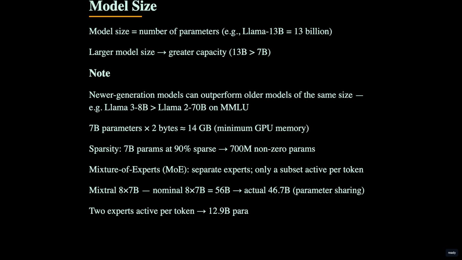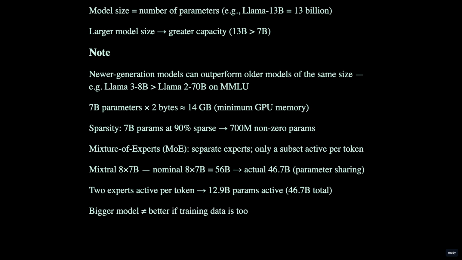At each layer, and for every token, the router activates only 2 experts, so roughly 12.9 billion parameters actually participate in that token's computation. The model still contains 46.7 billion parameters in total, but because the inactive experts aren't used, inference cost and speed match a 12.9B dense model.